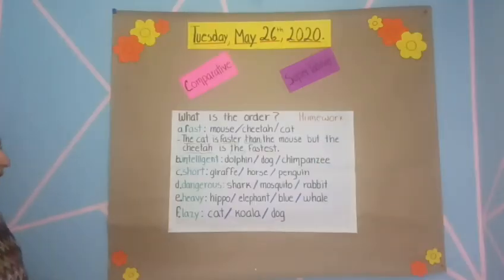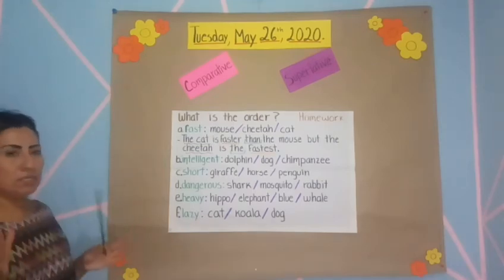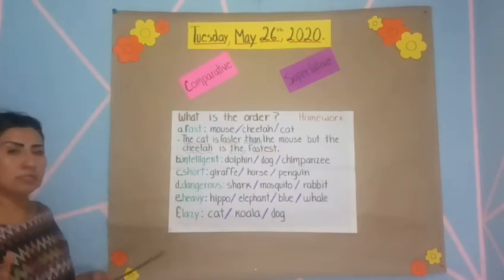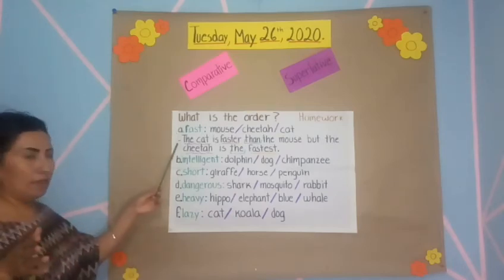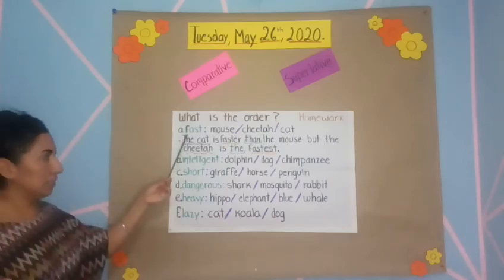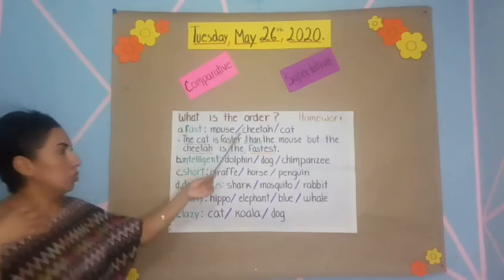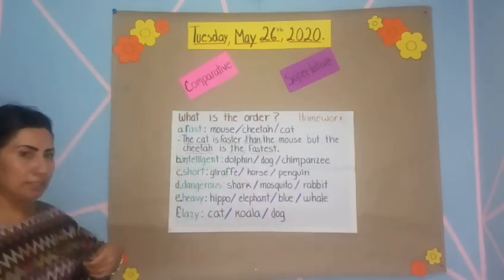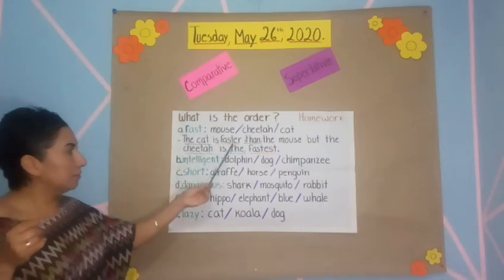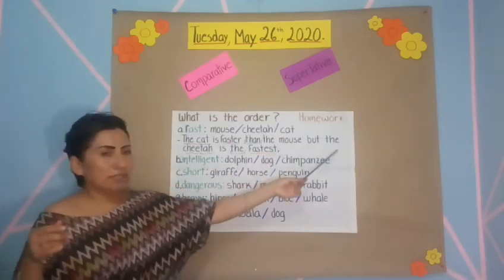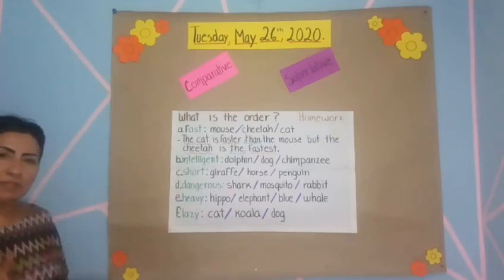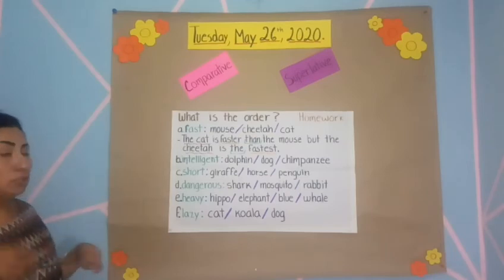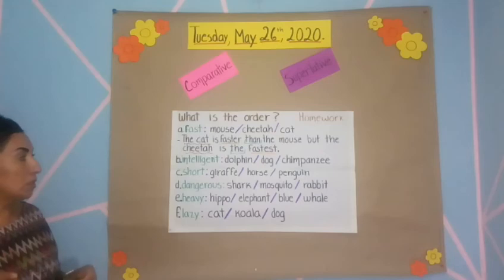Okay, at last we have the homework. What is the order? We have a question. We can see different adjectives here, and we have one example. Letter A. We have the adjective fast, and we have the nouns mouse, cheetah, and cat. We have an example: the cat is faster than the mouse, but the cheetah is the fastest. You have to build sentences using the comparative and superlative form. Okay, don't forget to use the rules that we saw, which are very important.